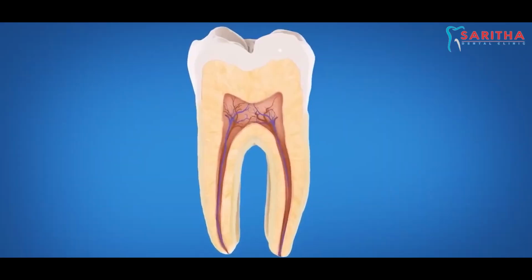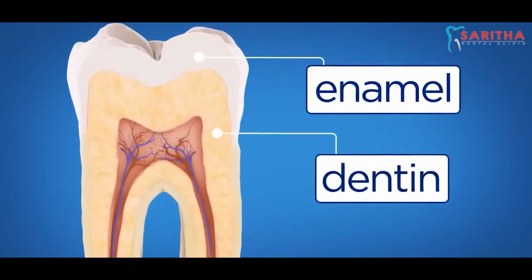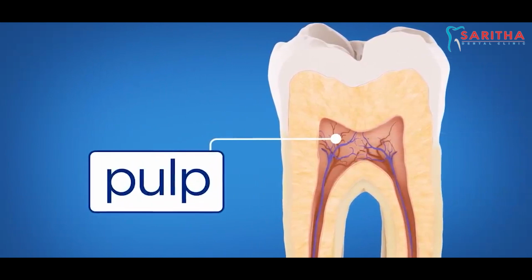Now, there are three layers in a tooth. You start with enamel, and then you have dentin, and then you have pulp. Now, this pulp layer is the most sensitive layer. It consists of nerves, blood vessels, and all the life form of the tooth, right?